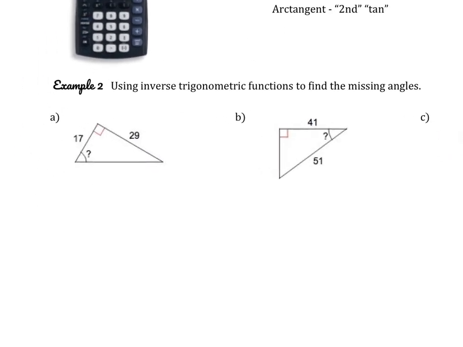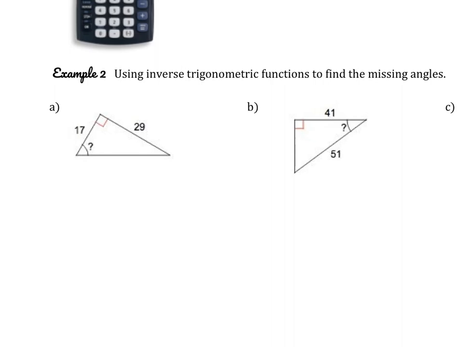Okay, so now let's see if we can use our inverse trig functions to help us find a missing angle. So we'll see how useful these can be. Again, this is the angle we're trying to find. We're still going to label the sides appropriately. I know this is my hypotenuse right here. So the other side that's touching my angle, this would be the adjacent side. And this is the opposite side because it's across from my angle.